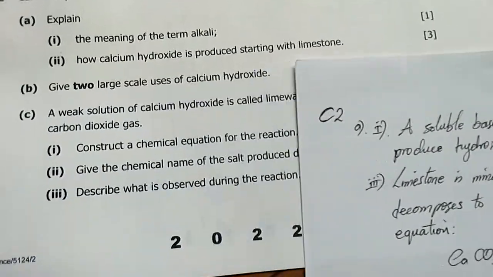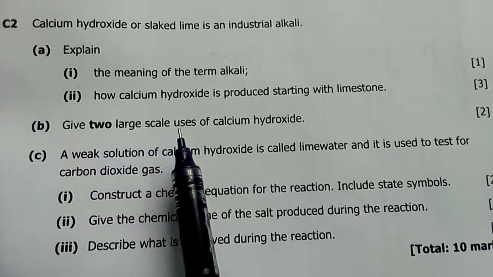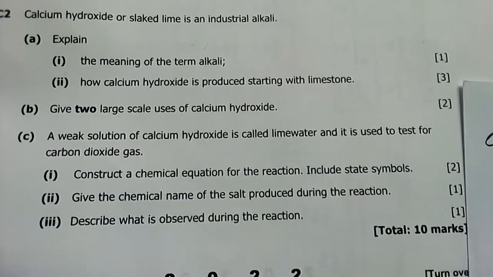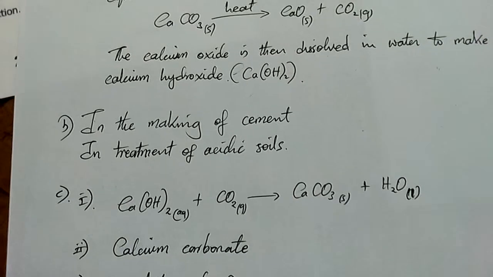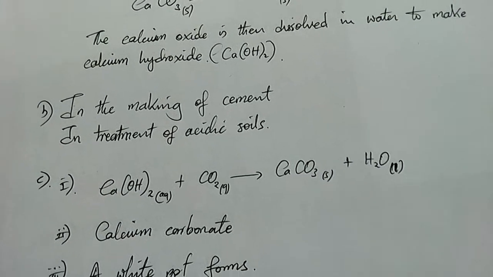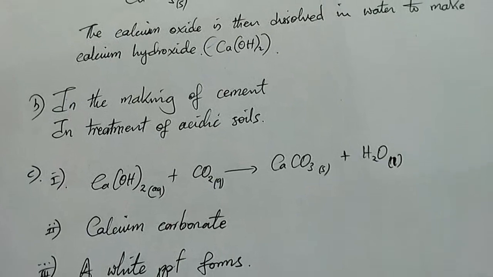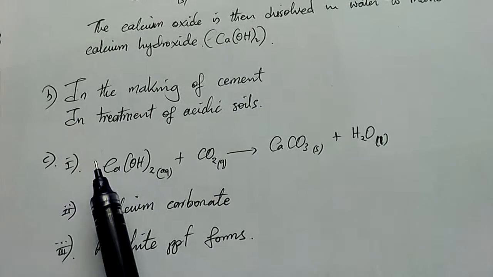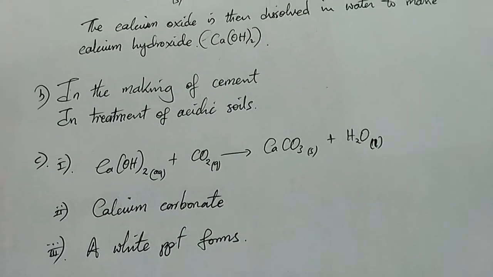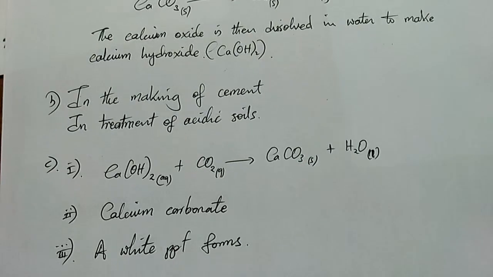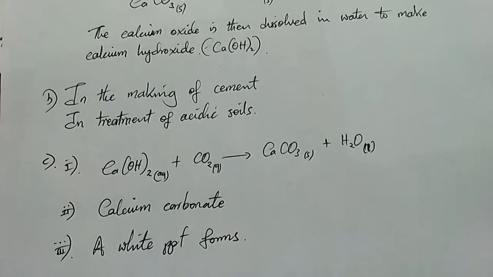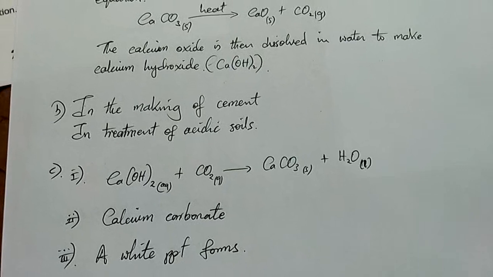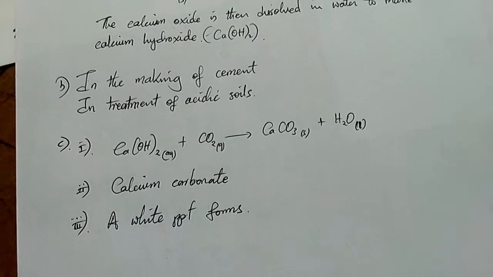Getting to the next question, I push my paper to the side. Give 2 large-scale uses of calcium hydroxide, 2 marks. I got a little bit stuck here because I had to dig in my mind to think of the uses, but you can add on to what I have here. In my thinking, my answers were in the making of cement, and secondly in treatment of acidic soils, like on large farmlands which may have a pH lower than 7. You may add an appropriate amount of calcium hydroxide to bring it to neutral, for a conducive pH for crop growth.